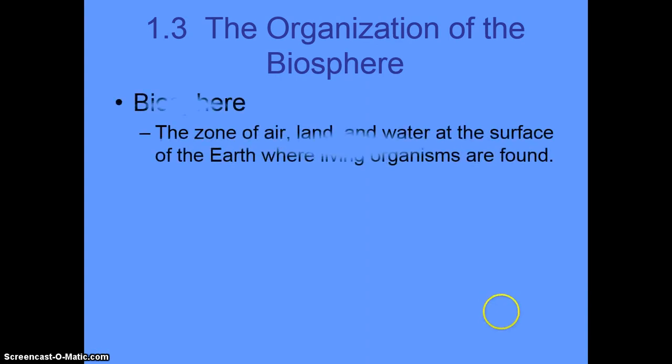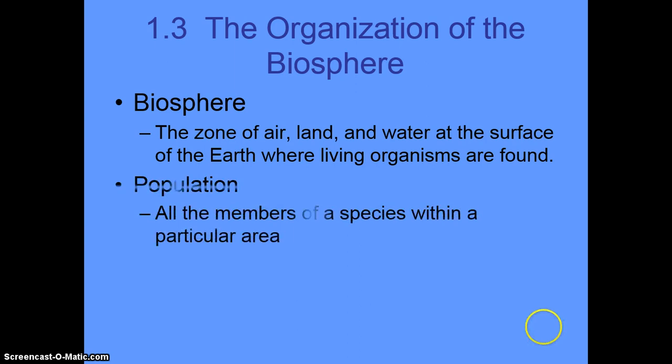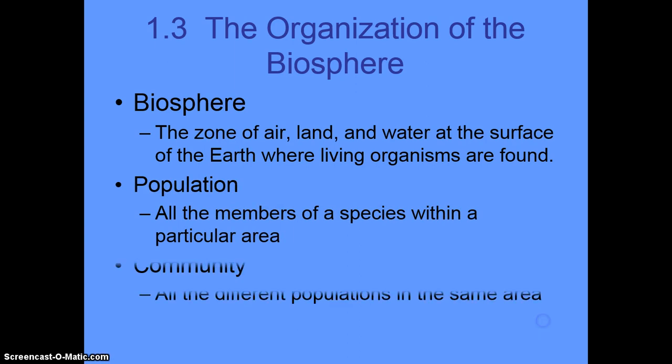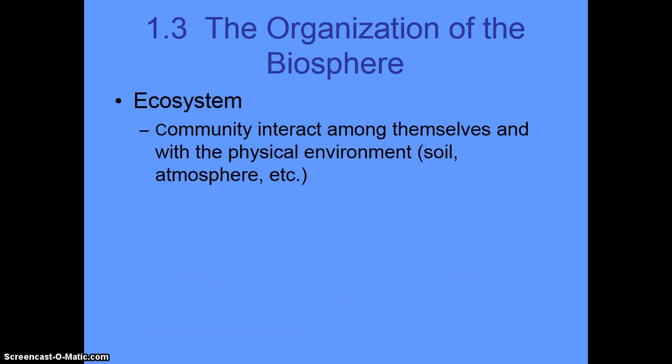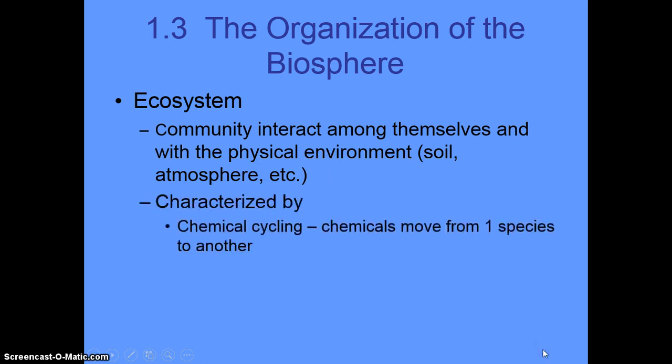The last thing we're going to look at is the organization of the biosphere. Bio means life, sphere means ball, so it's the zone of air, land, and water at the surface of the earth where living organisms are found. A population is all the members of a species within a certain area. A community is all the different populations in the same area. An ecosystem, by definition, is a community that interacts among themselves and with the physical environment. So when we put our living and non-living things within our community together, it forms an ecosystem.